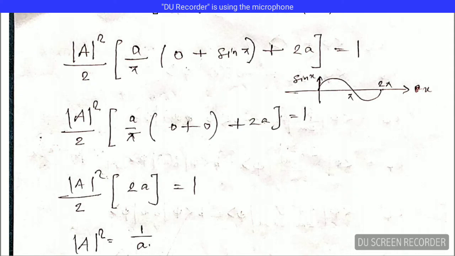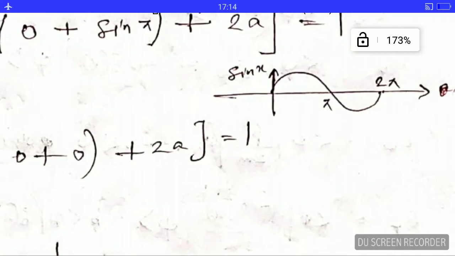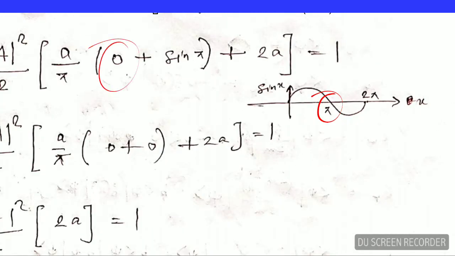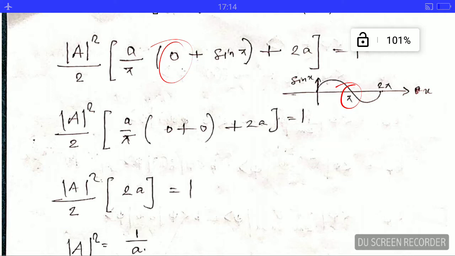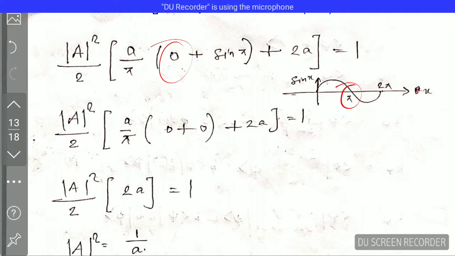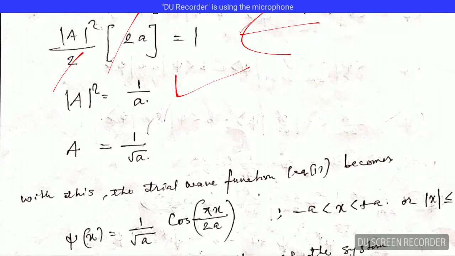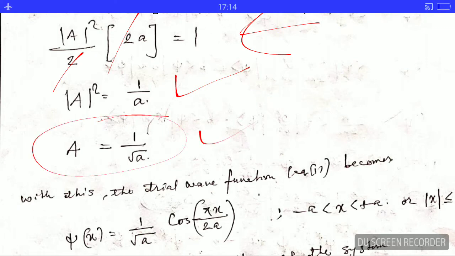Now you can see that the value of sine pi is 0, so that's why it's 0. Also we simplified this thing. Also this will be 0, so this came to 0 because sine pi is 0. Okay, so we got this equation, then it is further simplified to this, and then this 2 and 2 got cancelled. Okay, I was left with this, and then I further got this equation. Okay, so the value of a is 1 over root a.